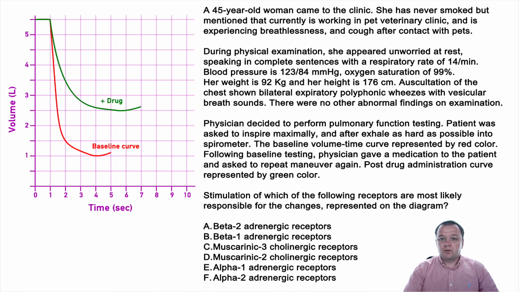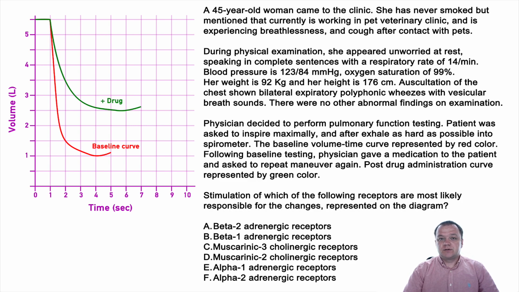Stimulation of which of the following receptors is most likely responsible for the changes represented on the diagram? A. Beta-2 adrenergic receptors. B. Beta-1 adrenergic receptors. C. Muscarinic M3 cholinergic receptors. D. Muscarinic M2 cholinergic receptors. E. Alpha-1 adrenergic receptors. And F. Alpha-2 adrenergic receptors. Pause the video and try to answer.